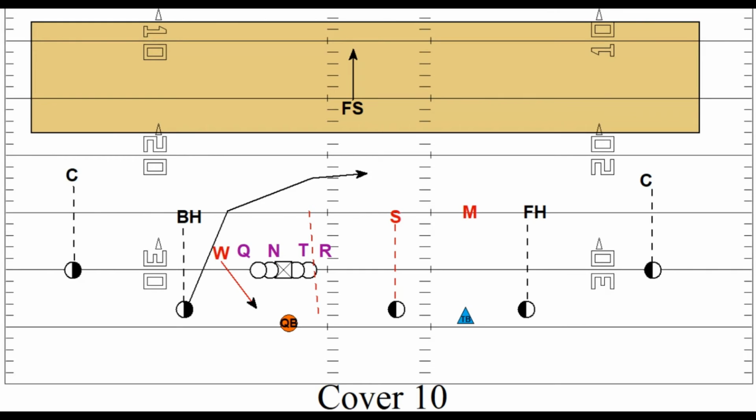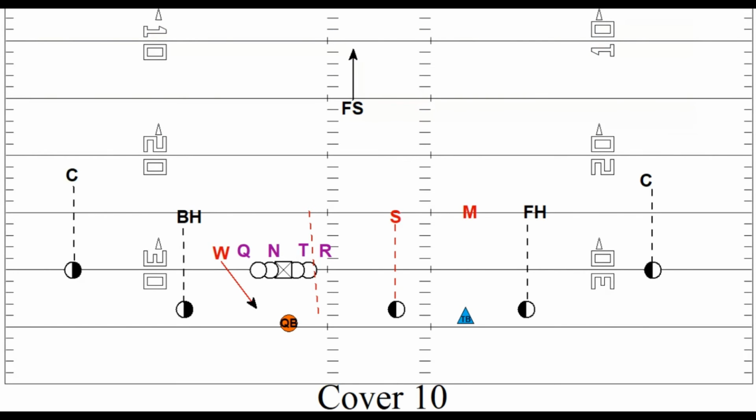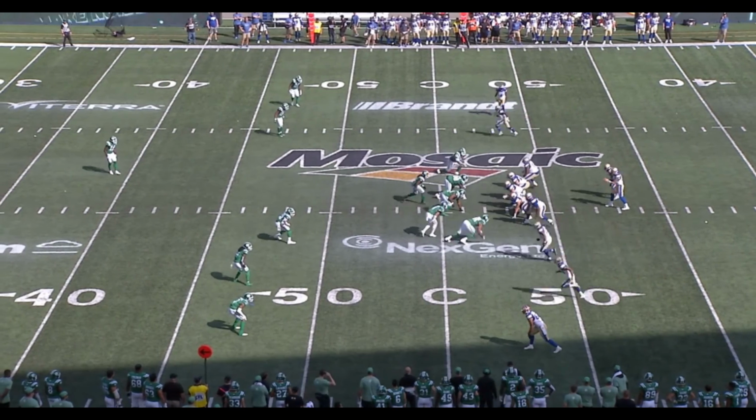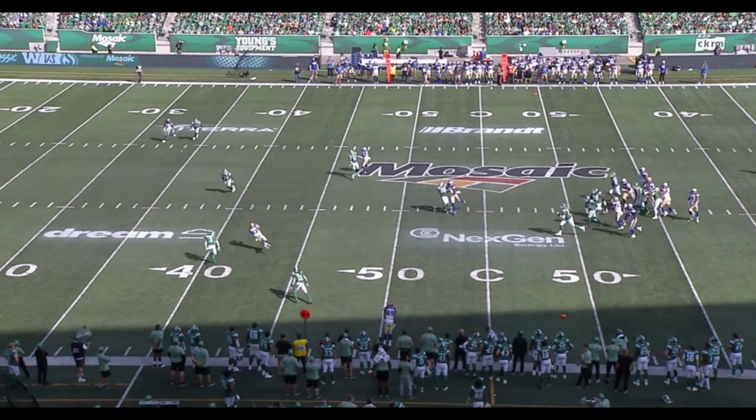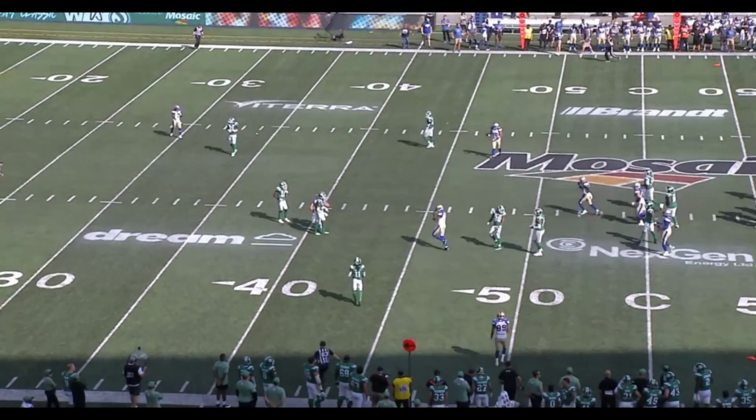Once you know you do not have underneath help, you're usually going to play inside leverage. Not always, but a lot of teams will tend to play inside leverage because they don't have the underneath crossing hole player. Watching this full speed, you're going to see a cover 10 pressure where they void the middle of the field. Great throw, great protection on the outside.